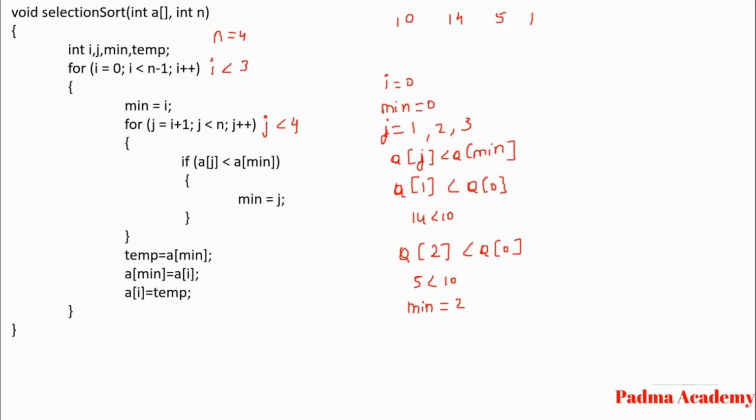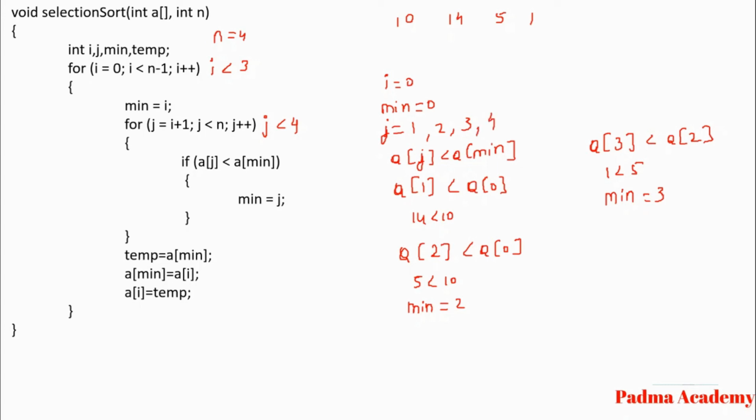Then it will increment the value of j, j will become 3. Is 3 less than 4, yes. Then it will check the condition again, if a of j, that is a of 3, is less than a of min, where the min value is 2, that is it will check that a of 3, that is 1, is less than 5, yes. Then it will assign the value of j to min again, then min will become 3. Then it will again increment the value of j, j will become 4, and 4 is not less than 4, so the condition is false.